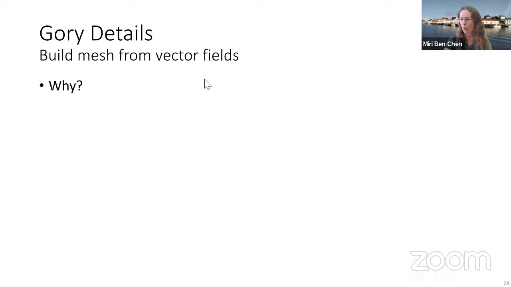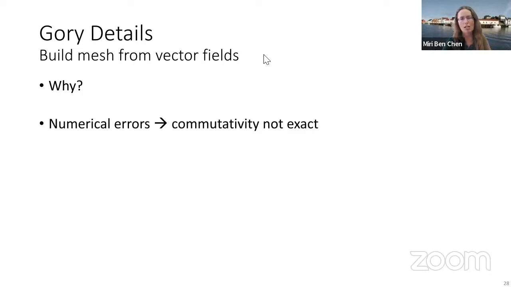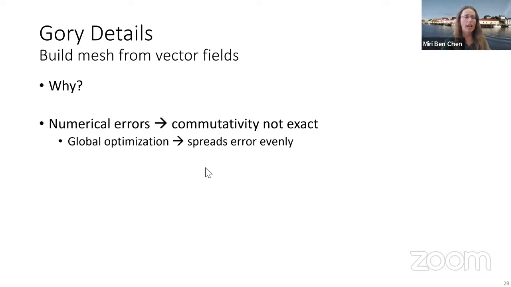Okay, so why do we do this? Why do we build the mesh from the vector field this way instead of just putting one quad after another? Essentially, any process that's iterative is going to accumulate errors. And since we're doing an optimization, the objective is not going to be zero, because this is a very non-convex problem, and we end up with some solution which is not necessarily the globally optimal solution. And it doesn't necessarily exist, a solution with zero objective. So the commutativity is not going to be exact, so you're necessarily accumulating errors. And once you do the global optimization, this spreads the error evenly across the surface instead of putting all the error in the location at the end.